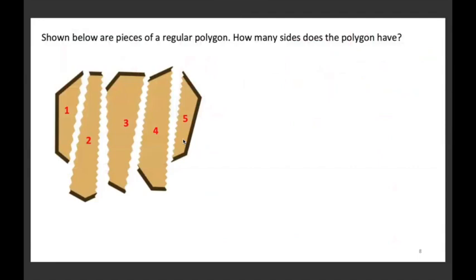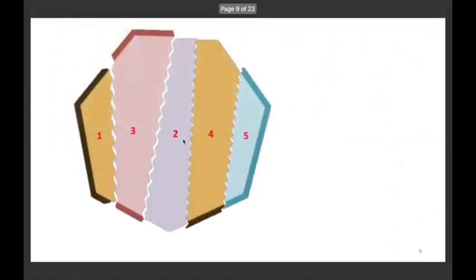Shown below are pieces of a regular polygon. How many sides does this polygon have? I just numbered the pieces just for your reference. This is how the whole figure will be constructed. Now, in this figure, you will find that the total number of vertices that the new figure will have will be 7. It's a heptagon. Okay.